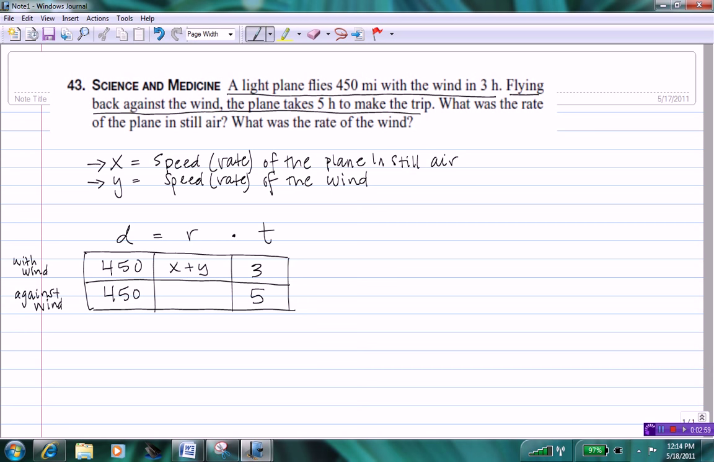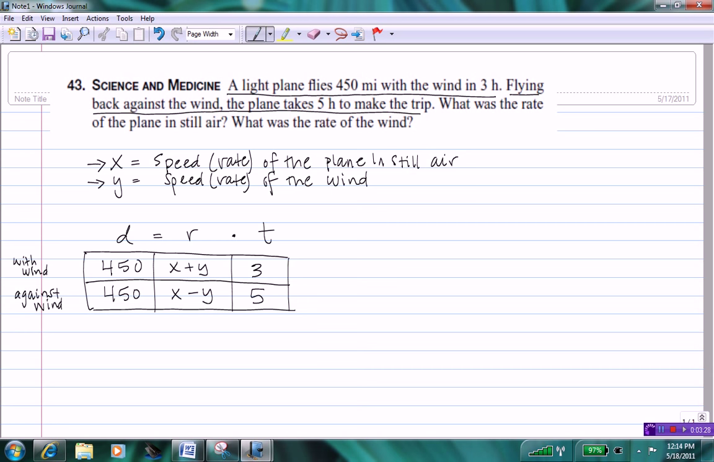Now let's talk about the rate. When the plane is flying against the wind, we assume that the rate of the plane is actually going to be slower than it would be in still air because the wind is working against the plane. So if we take the speed of the plane in still air and then subtract the speed of the wind, we get a slower rate, and so the rate of the plane going against the wind can be represented by the expression x minus y.